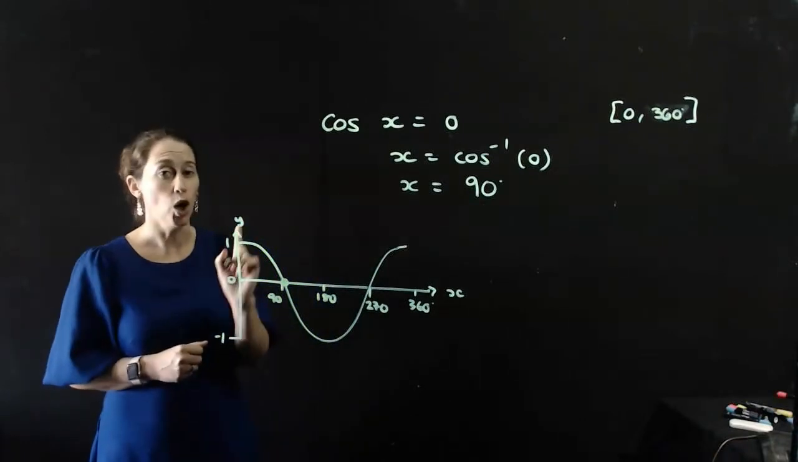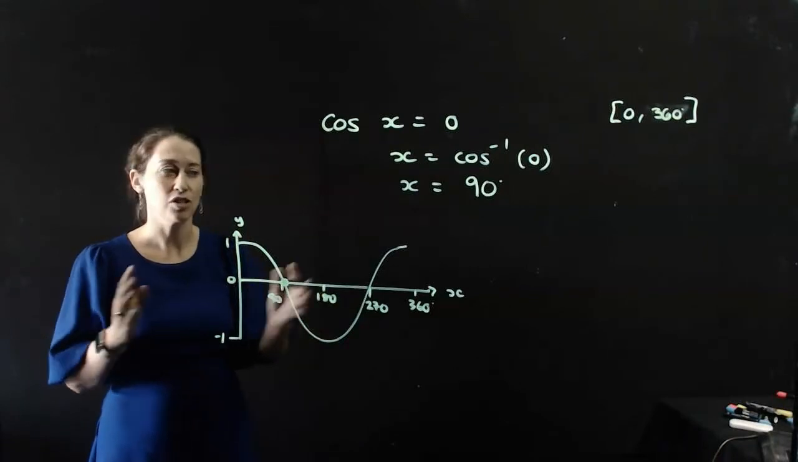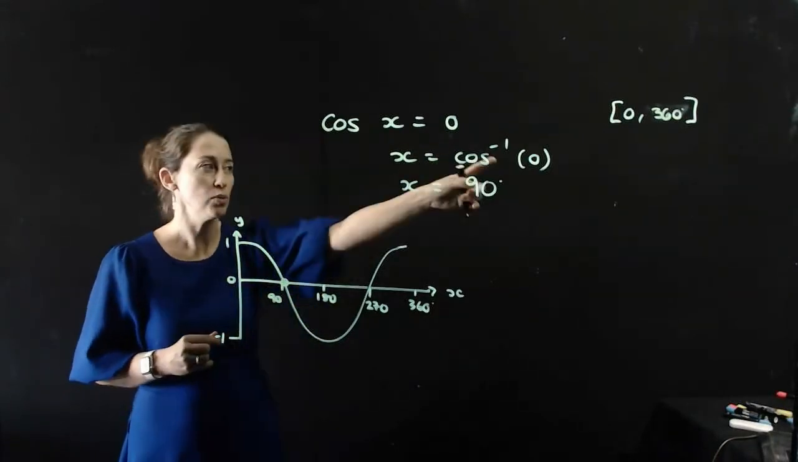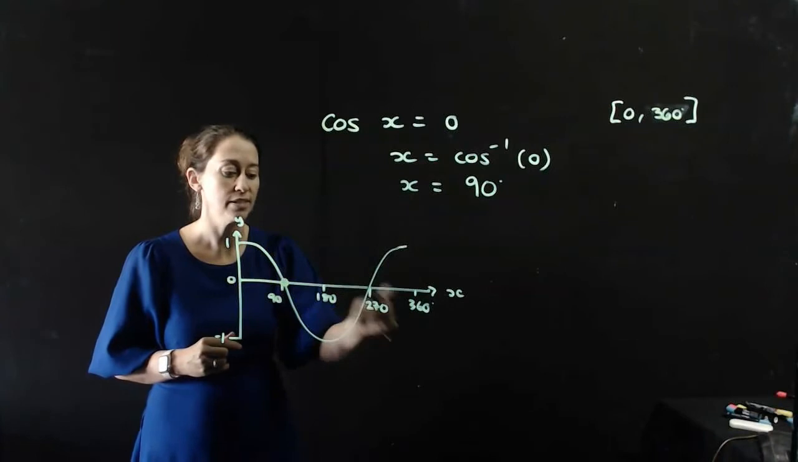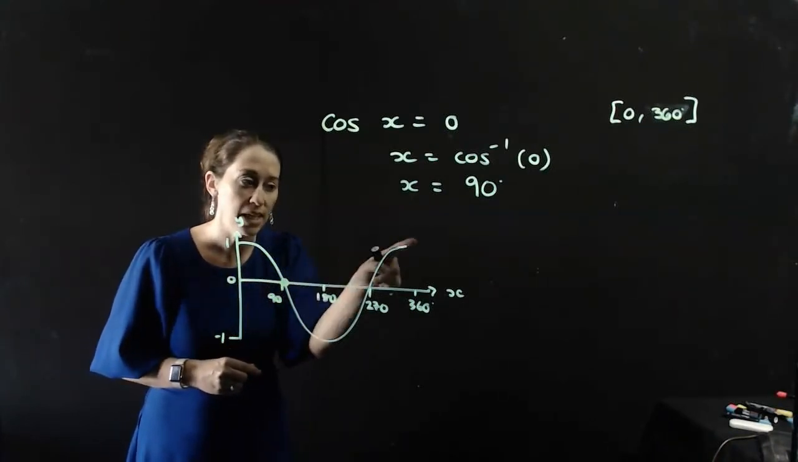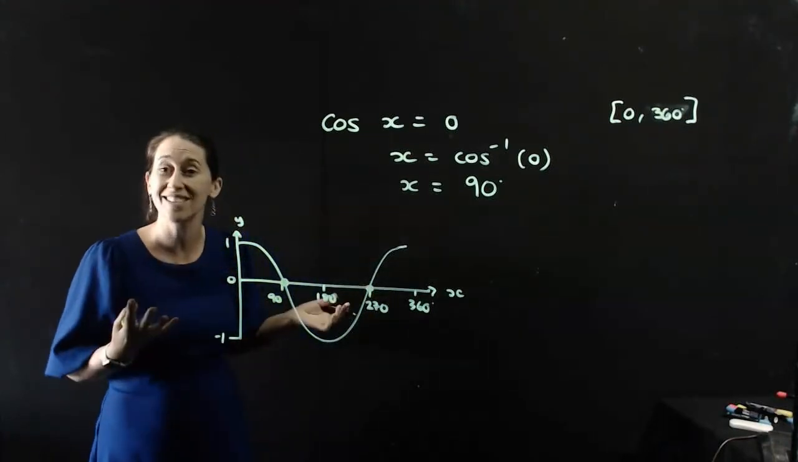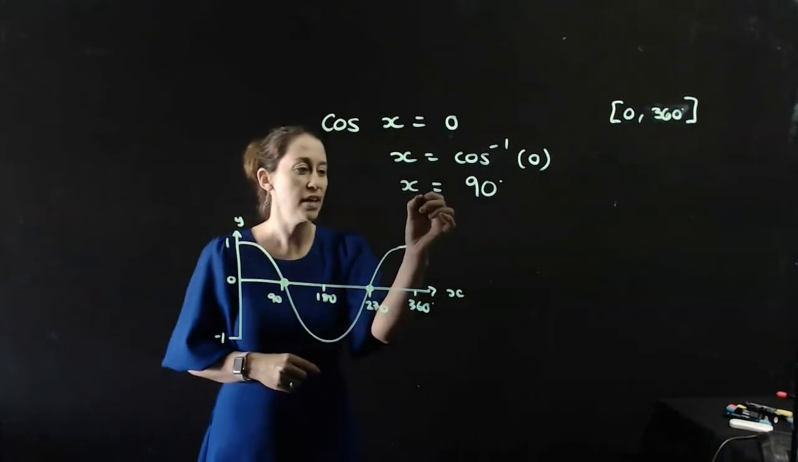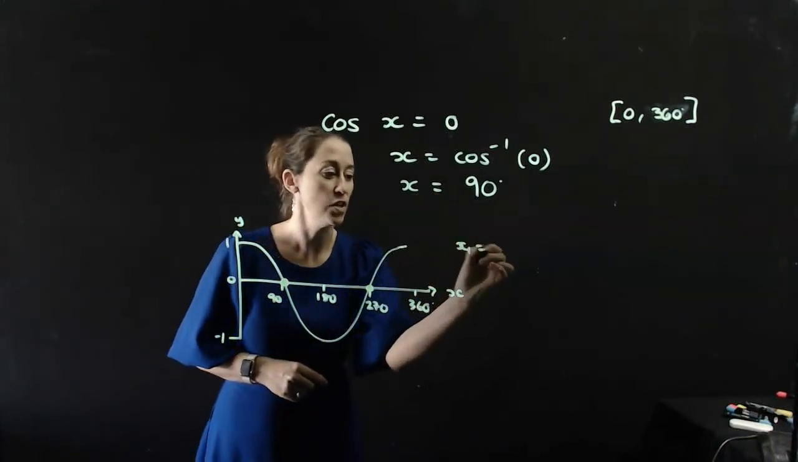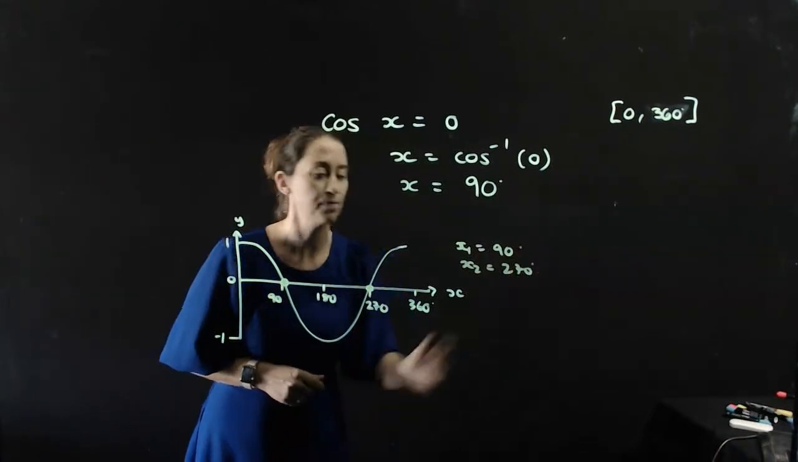However, the calculator only gave us the first solution. There are infinitely many solutions, but we've set a domain. And because we've set the domain between 0 and 360, we keep going along the line. And we see that the line meets the cos graph again at 270 degrees, hence being a second solution. So we would say the first solution is 90 degrees, and the second solution is 270 degrees.